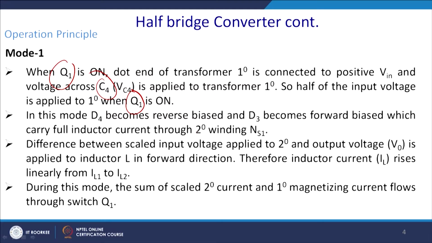In this mode, D4 becomes reverse biased and D3 becomes forward biased, which carries the full inductor current through the winding NS1. The difference between the scaled input voltage applied to the secondary and the output voltage is applied to the inductor in the forward direction. Therefore, the inductor current IL rises linearly from L1 to L2 within a limit prescribed by the designer. During this mode, the sum of the scaled secondary current and primary current flows through the switch Q1.